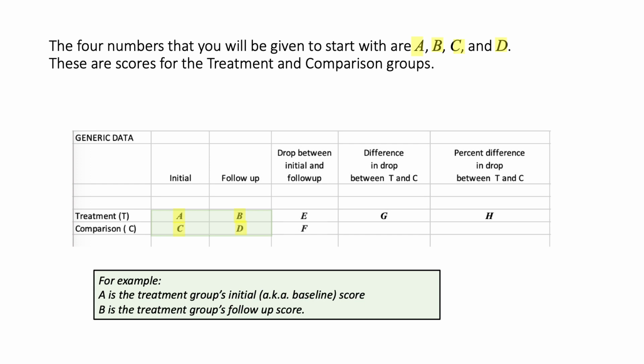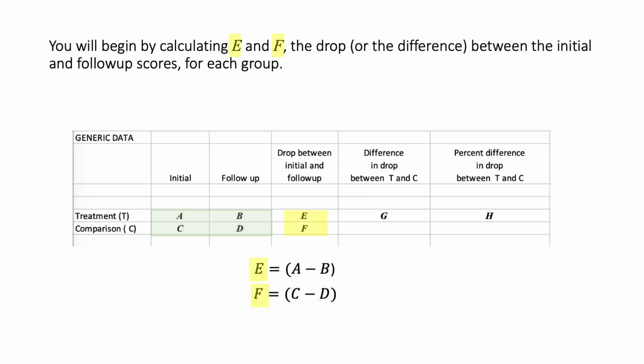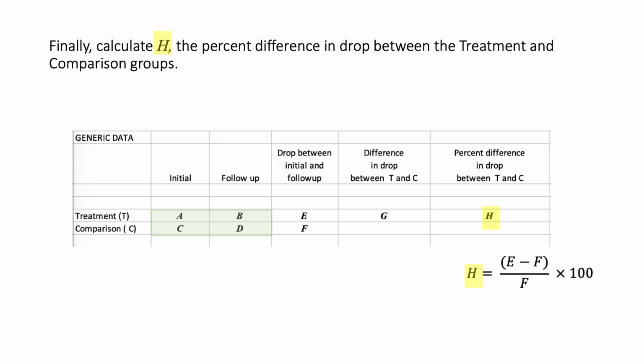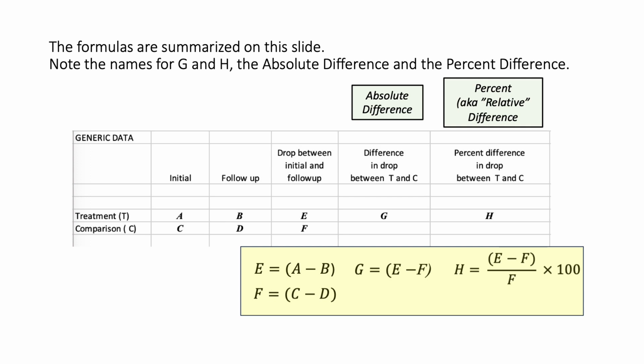For example, A is the treatment group's initial or baseline score, and B is the treatment group's follow-up score. You'll begin by calculating E and F, the drop or the difference between the initial and follow-up scores for each group, first for the treatment group and then for the comparison group. Then you'll calculate G, the difference in the drop between the treatment and control group. Finally, calculate H, the percent difference in drop between the treatment and comparison groups. The formulas are summarized in this slide. Note that the names for G and H are the absolute difference for G and the percent difference for H.